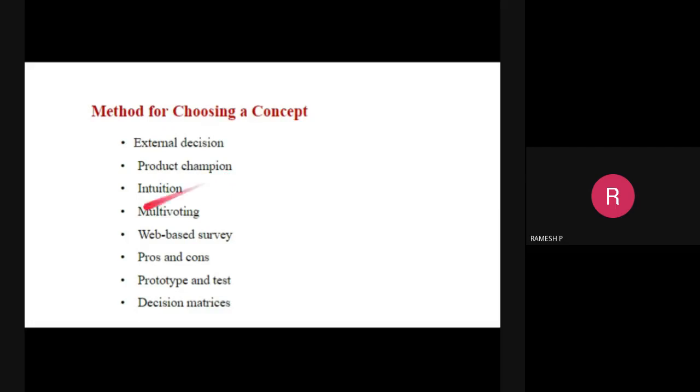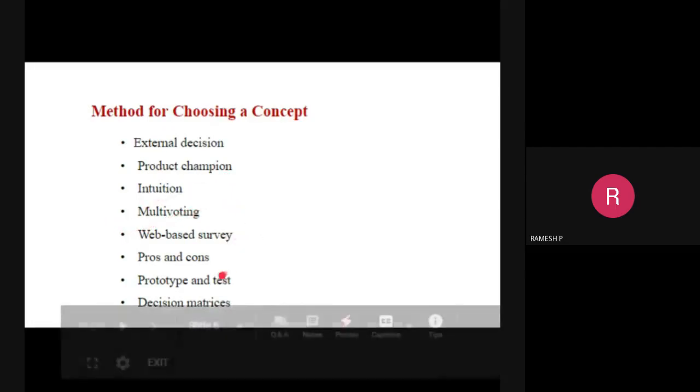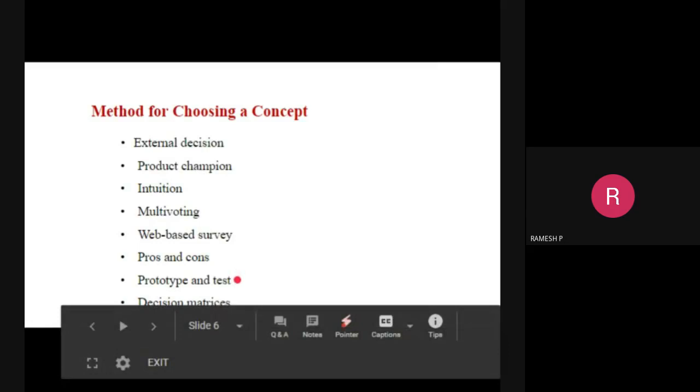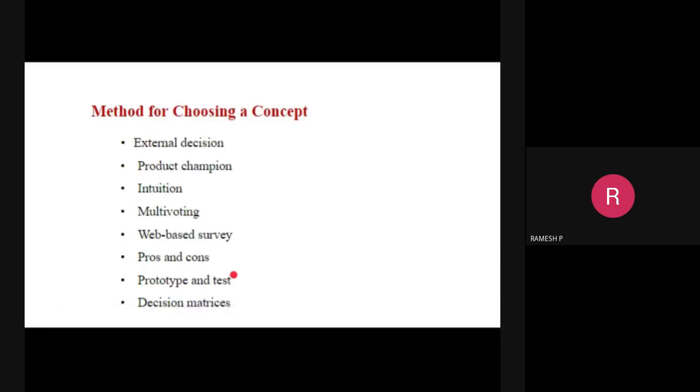And we have seen multi-voting already. We have seen web-based survey, pros and cons. Prototype and testing, we missed it. Prototype and testing is another way. But meanwhile, the concept selection activity provides the output, the most promising concept that should be prototyped and tested, and also based on decision matrices or selection criteria that are to be evaluated.